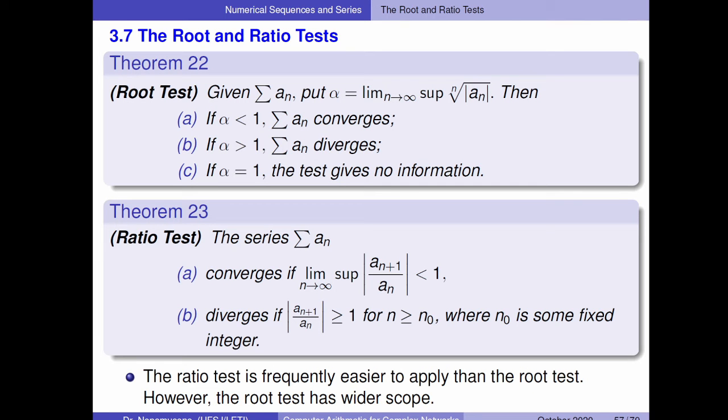The root and ratio tests, you can use that to see if some sequence converges. So with the root test, if alpha is smaller than 1, you are going to converge, otherwise diverge. If alpha equals 1, the test gives no information.